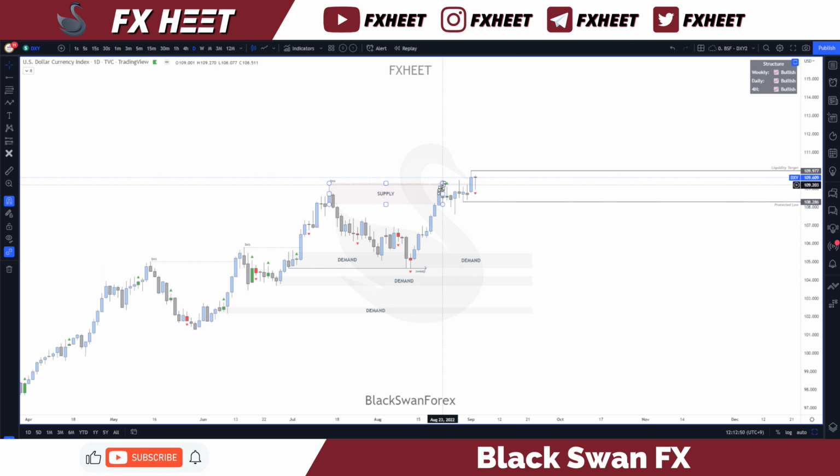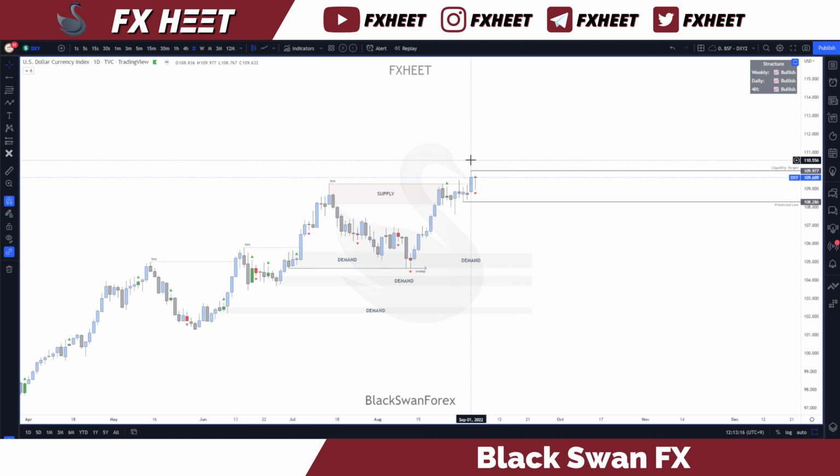So we came up to the supply, had another reaction, more liquidity building to push through and break, and then pulling back, building more liquidity for continuation to the upside. On the daily time frame, DXY is bullish, and the way I look at it, it just looks like it wants to continue to the upside.